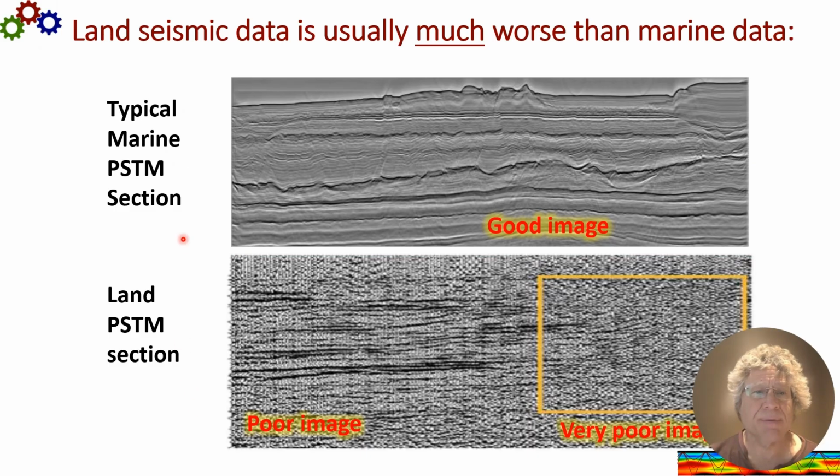Now, here on the top, you see a typical marine section. It has good bandwidth, sharp reflections, and you can see a lot of subtle features here, and the faults come out well. Now, in contrast, land seismic data is often poor. You don't have good bandwidth, you don't have good faults, and sometimes you have washout zones where you get almost no image.